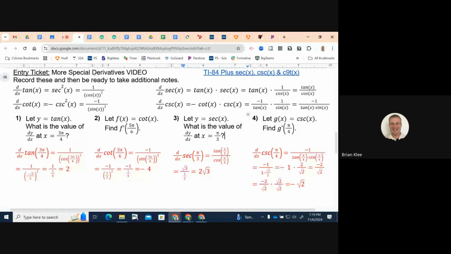So our learning target has been special derivatives. The last part of that learning target is what's the derivative of tangent, cotangent, secant, or cosecant? And they're clearly listed there. For practical purposes, jump straight to that.